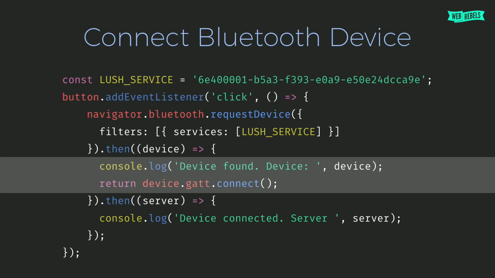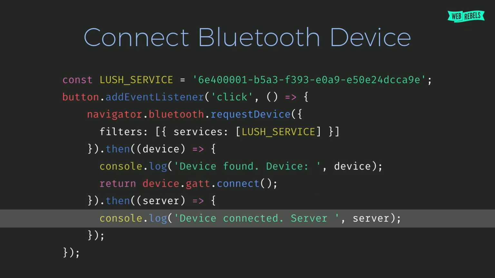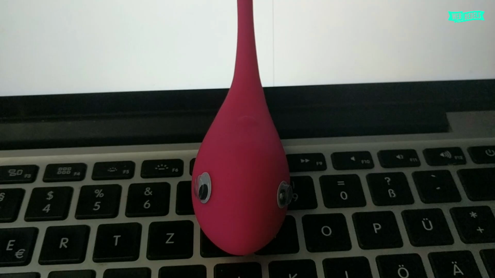Okay, now the requestDevice promise returns the Bluetooth device object, which we can use then to connect to the device's GATT server. And the GATT connect promise then returns the GATT server, which holds the service and both characteristic definitions that we can use to send or get data from the vibrator. So this is how it would look.